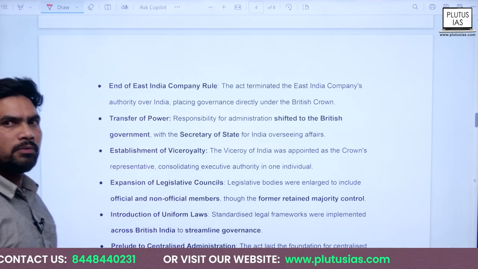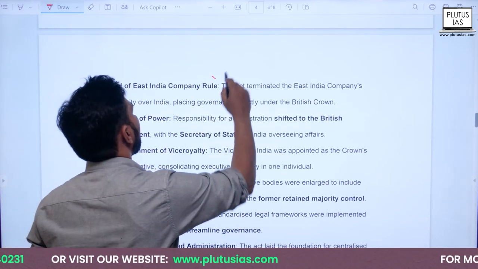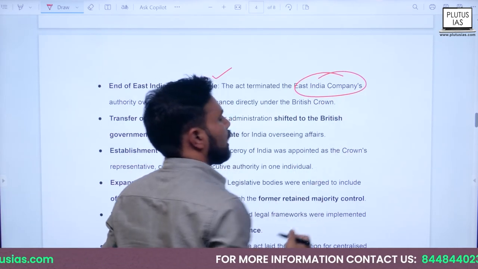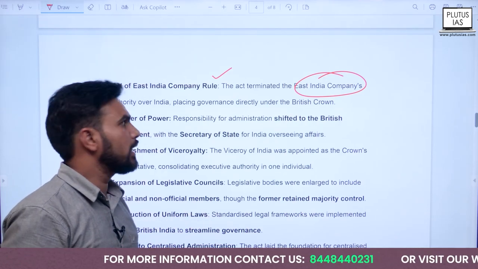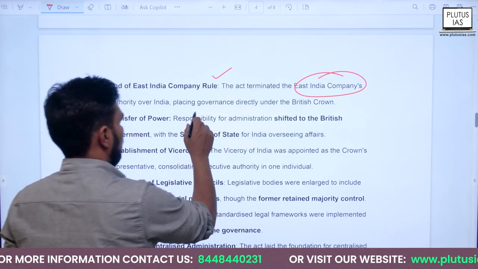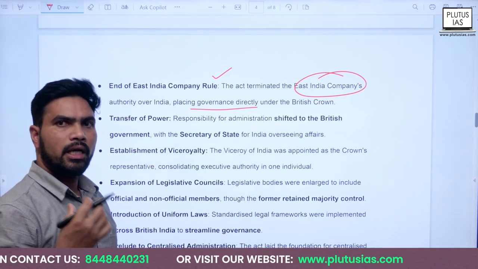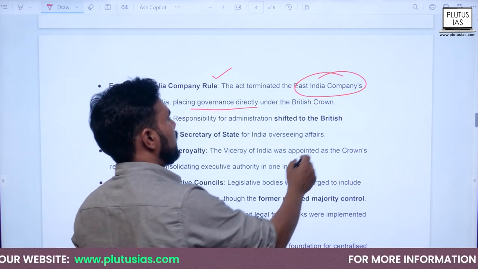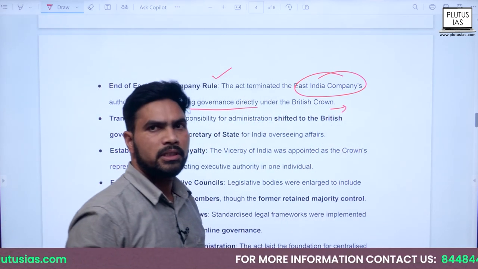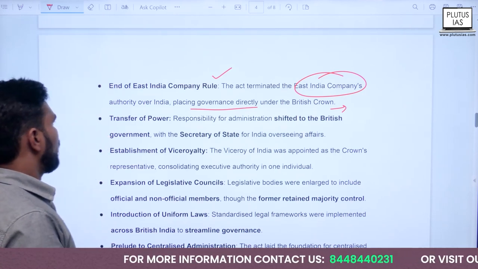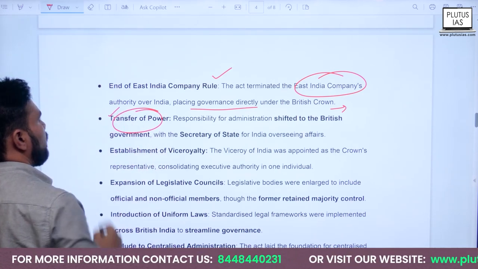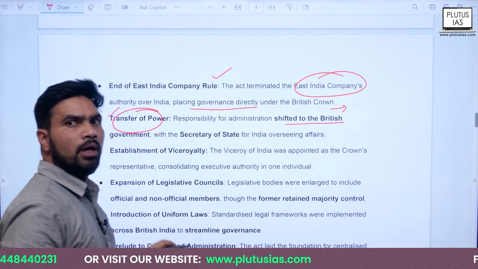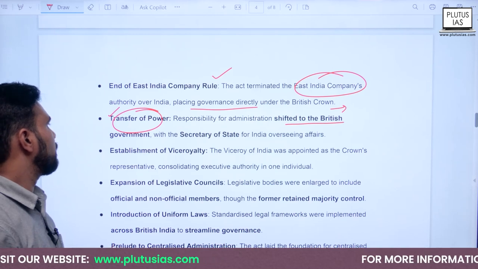Some of the important provisions of this act are end of East India Company rule. So the company's rule has been ended, and India came directly under the control of the British monarch. So indirectly, the citizens of India became the citizens of British. Right. The second one is transfer of power. So the responsibility of administration of India has been shifted from East India Company to British Parliament.